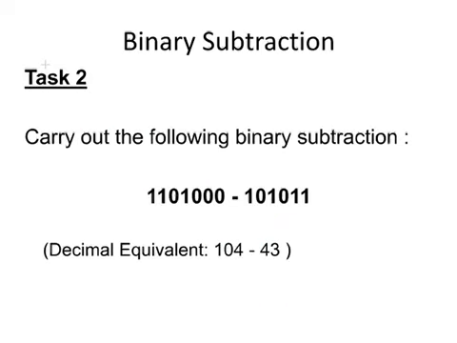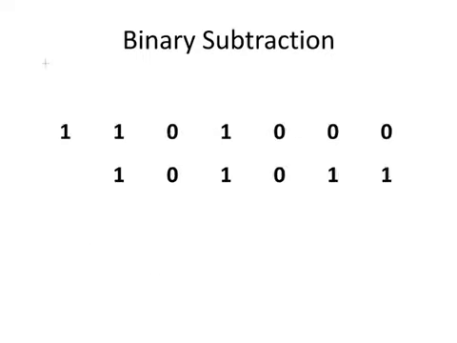So let's look at another example. Carry out the following binary subtraction: 1101000 minus 101011. Decimal equivalent, that is 104 minus 43. So here's the two numbers again. They are aligned from the right hand side and their respective digits match up.